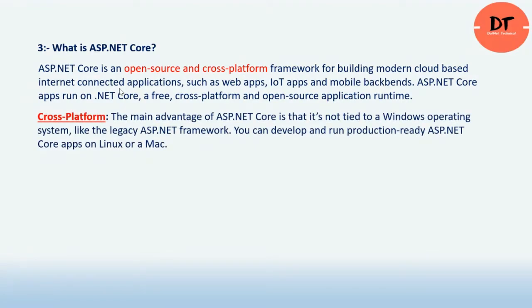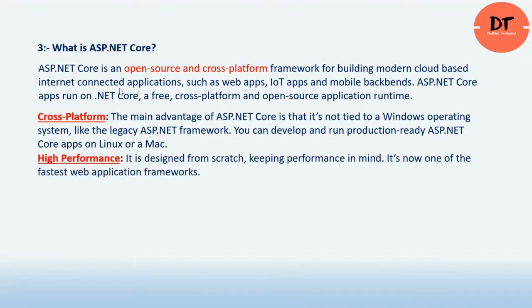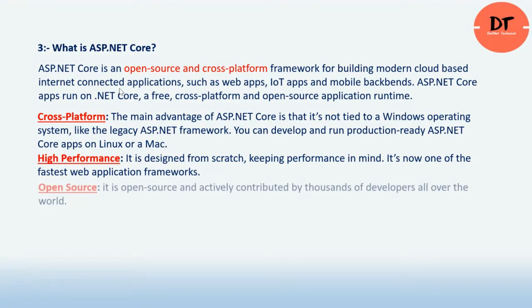Cross-platform. The main advantage of ASP.NET Core is that it is not tied to only the Windows operating system. Unlike the legacy ASP.NET framework, you can develop and run production-ready ASP.NET Core applications on Linux or a Mac. High performance. It is designed from scratch, keeping performance in mind. It is now one of the fastest web application frameworks. Open source. It is open source and actively contributed to by thousands of developers all over the world, like on GitHub.